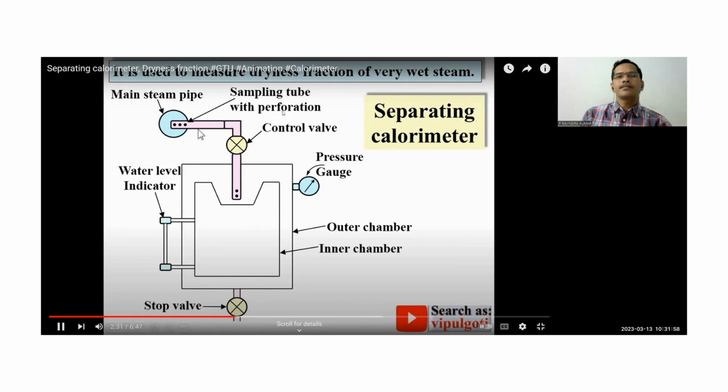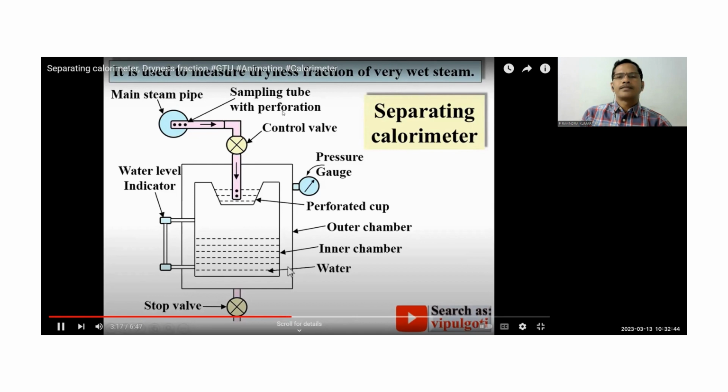Now what happens during the process? The steam comes from the main steam pipe to the calorimeter through the control valve. This is called the perforated cup. Sometimes it is called the separating cup. The steam is actually wet steam, so some water molecules exist in the steam sample. Those water molecules collect over here due to inertia, and next they are collected in the inner chamber.